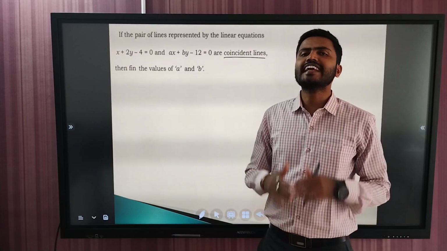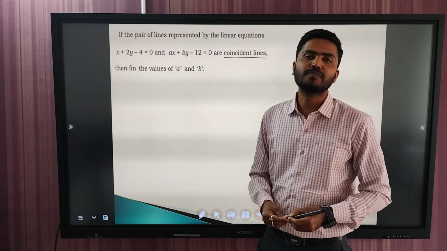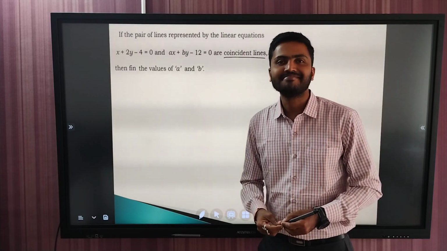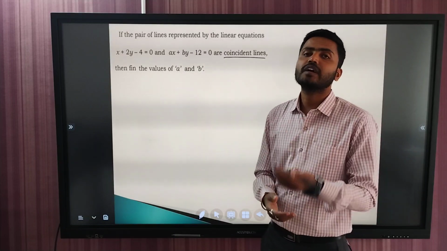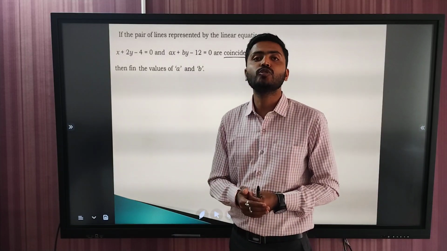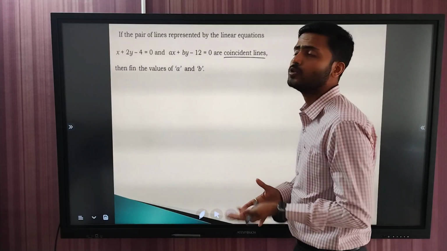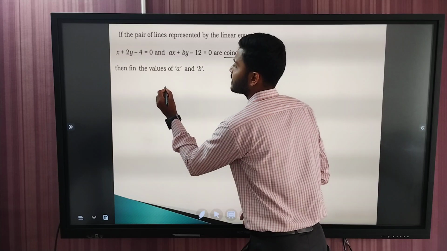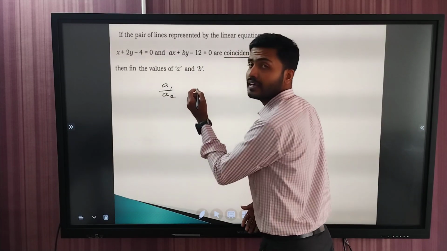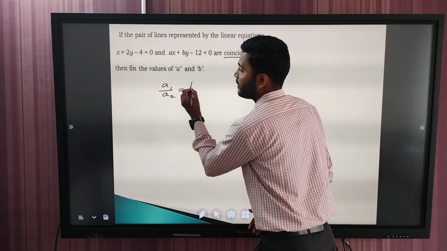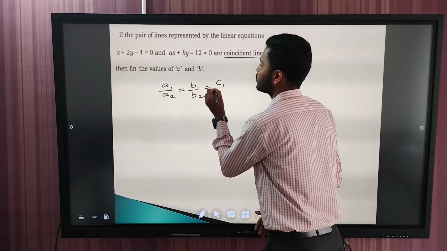Okay, so my dear students, can anyone please tell me what is the condition for two lines to be coincident? Yes, you are absolutely right. So, if the ratio of A1 by A2 is equal to B1 by B2 is equal to C1 by C2, I am going to get two lines that are coincident.